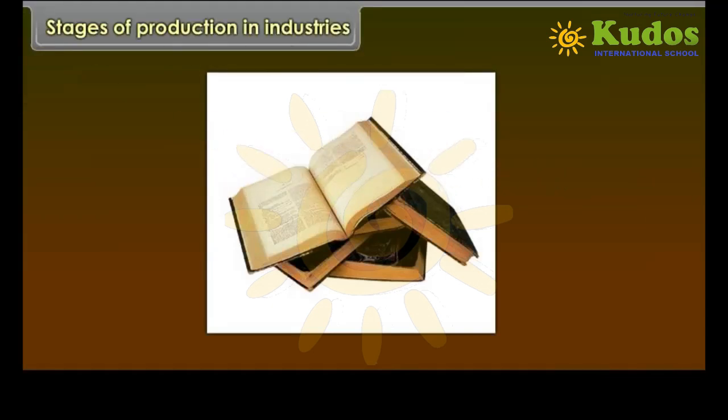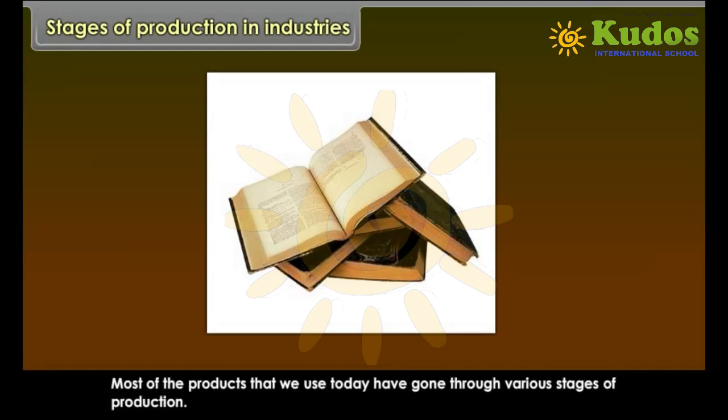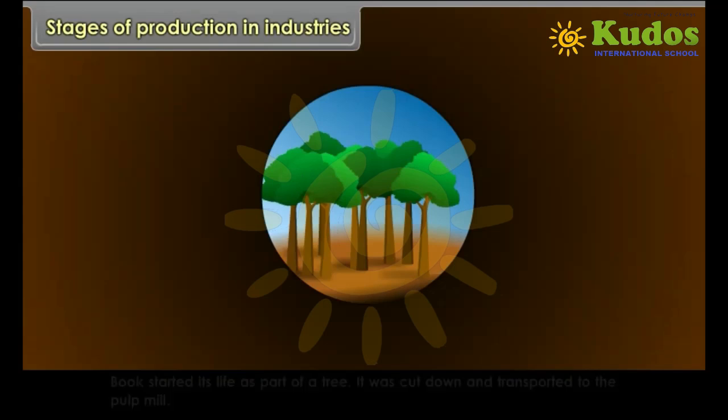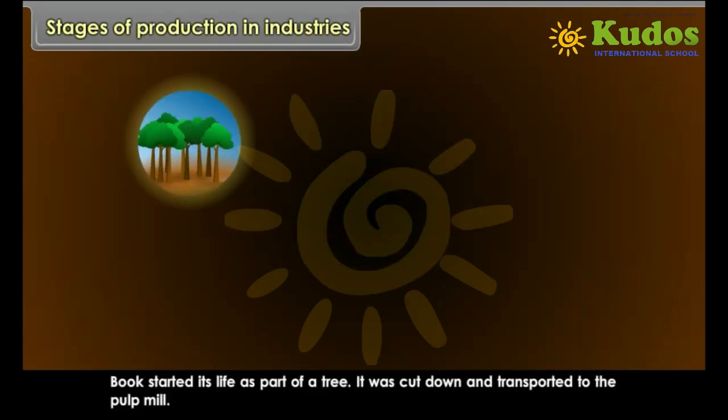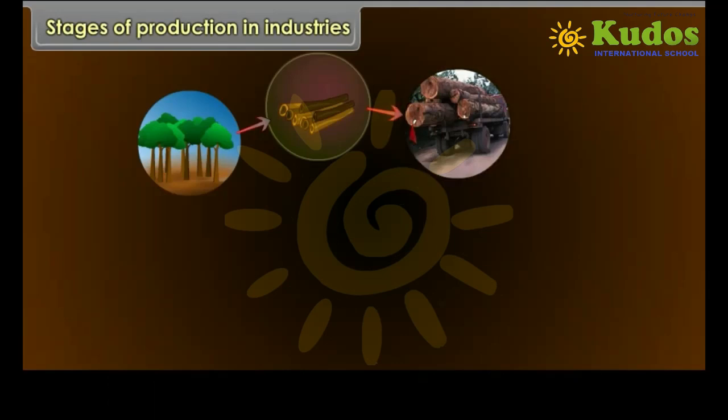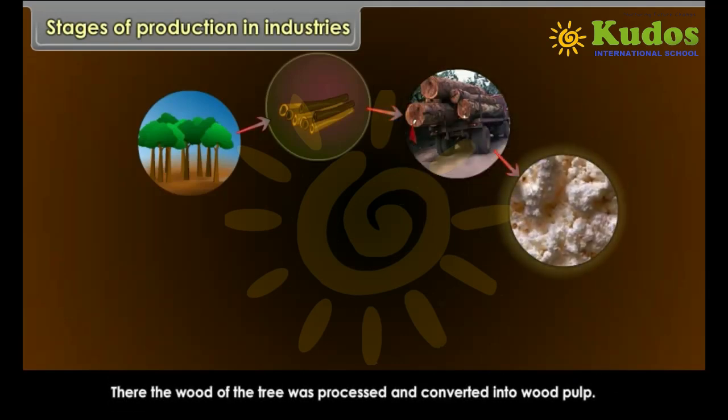Stages of production in industries. Most of the products that we use today have gone through various stages of production. Let us take the example of the book that we will use now. The book started its life as a part of a tree. It was cut down and transported to the pulp mill. There, the wood of the tree was processed and converted into wood pulp.